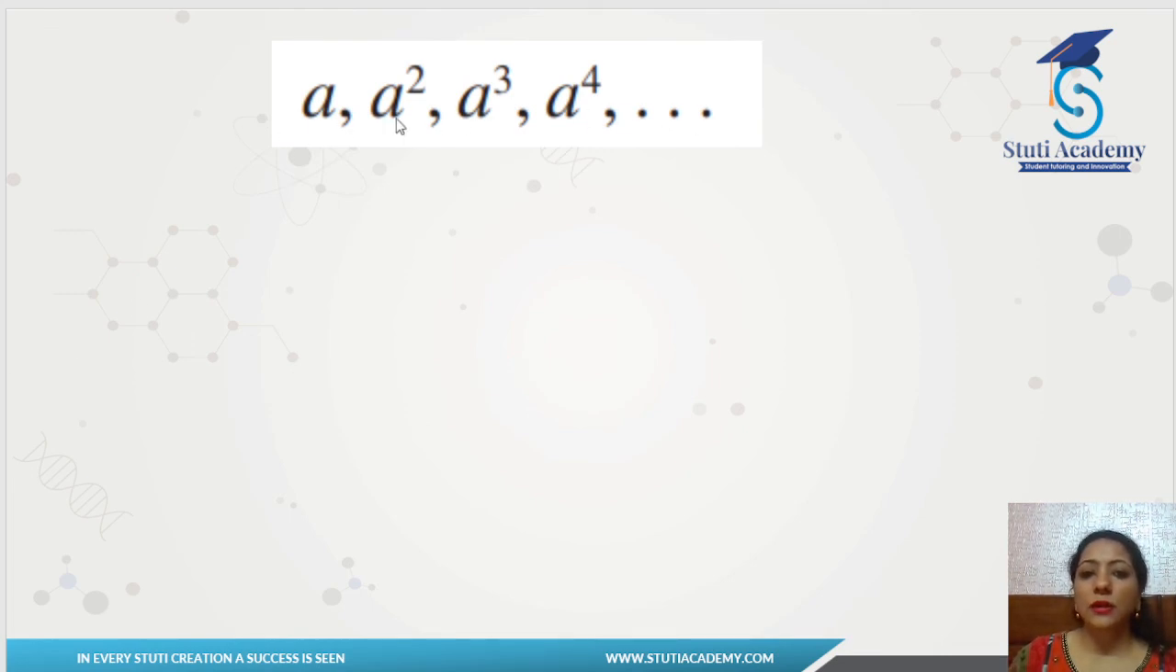Now coming to this one, A square, A cube, A raised 4. Please notice here we are not adding a specific number. We are actually multiplying in this case. So it's not an arithmetic progression because here we don't have the common difference. Please notice we are multiplying A here to get the next one. Again we are multiplying A to get the next one. We are multiplying a specific number. We are not adding in this case.